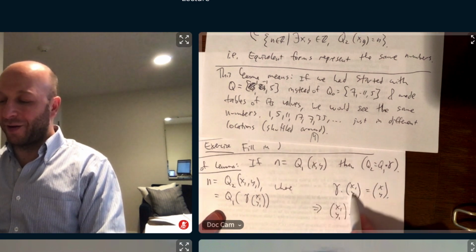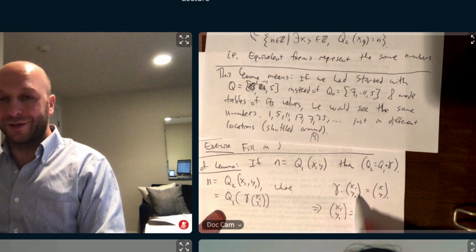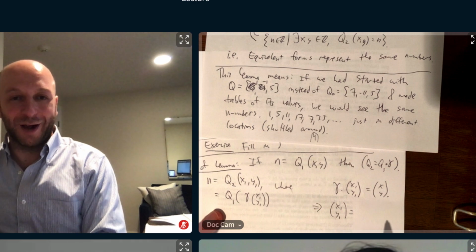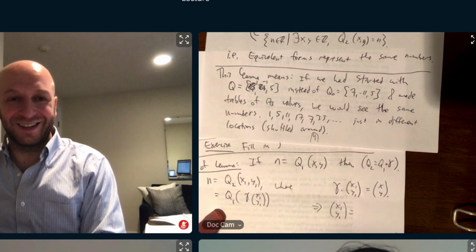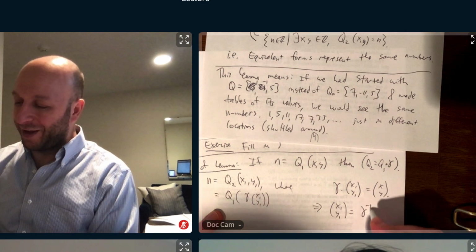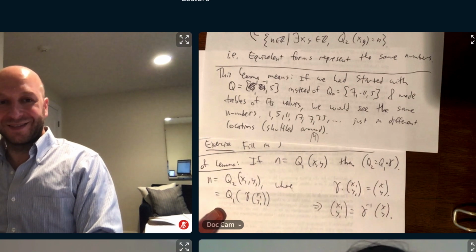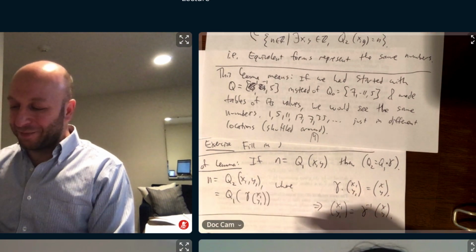Gamma times a vector is equal to some other vector, and we want to solve for this vector. This is literally what linear algebra is for. Gamma inverse. Perfect. Gamma inverse times xy. So that's it. That's the proof.